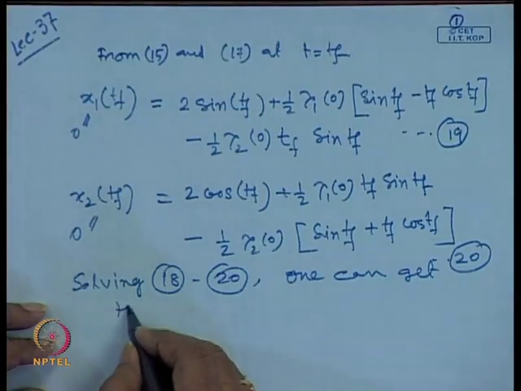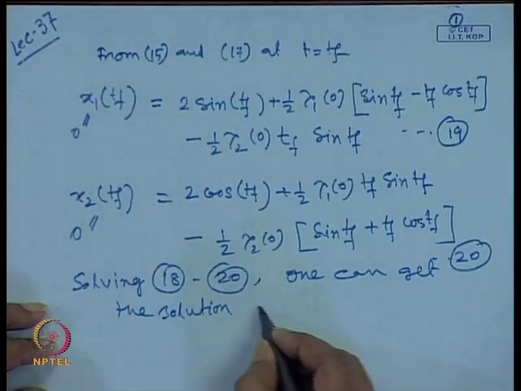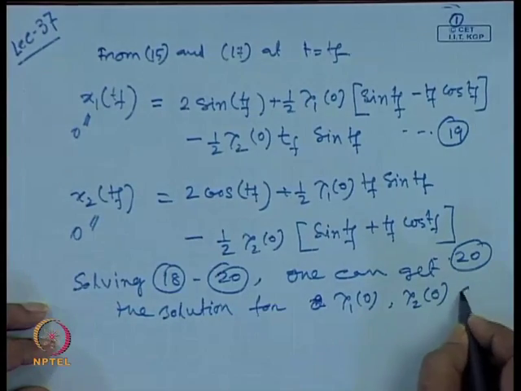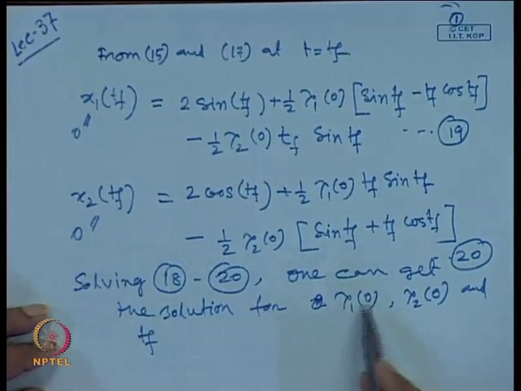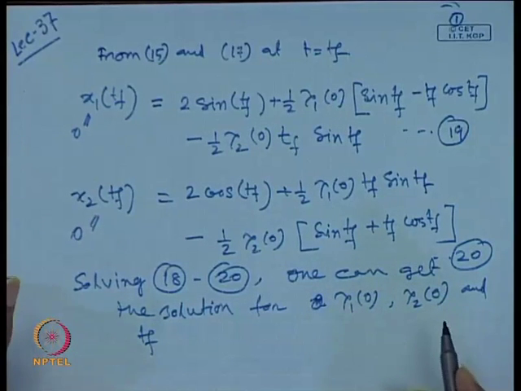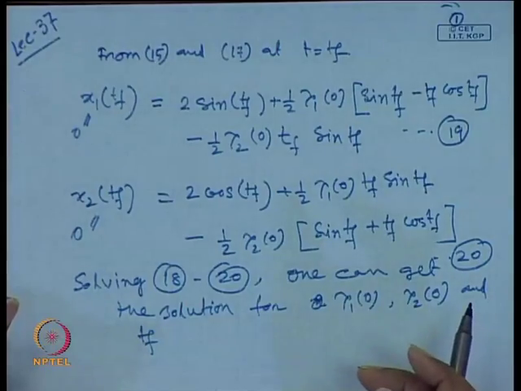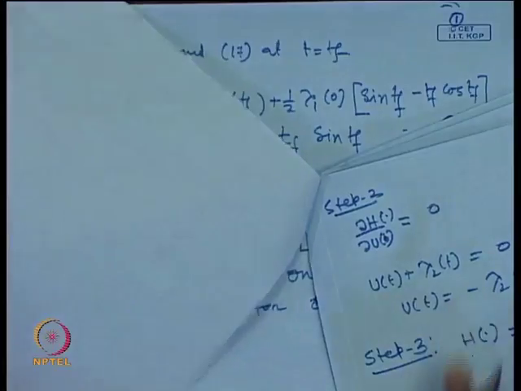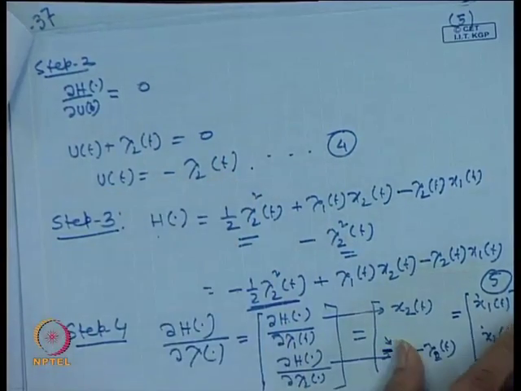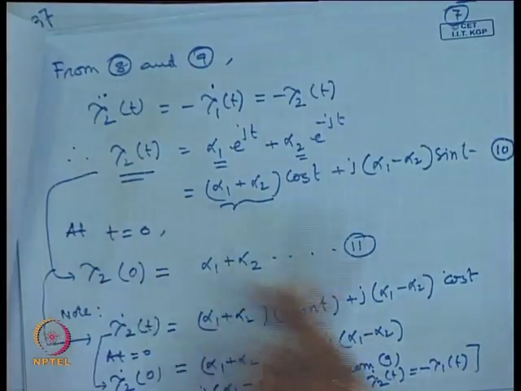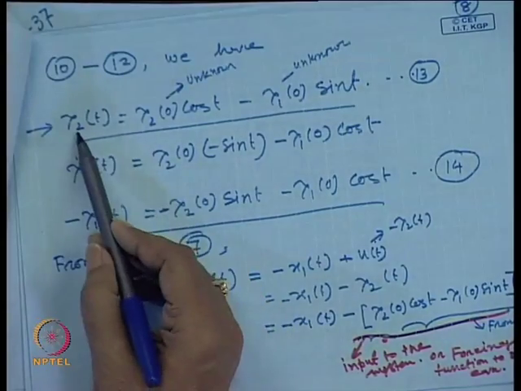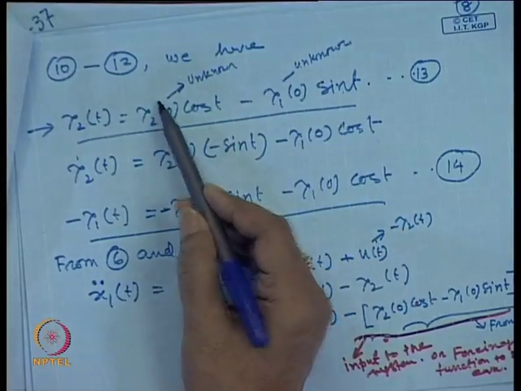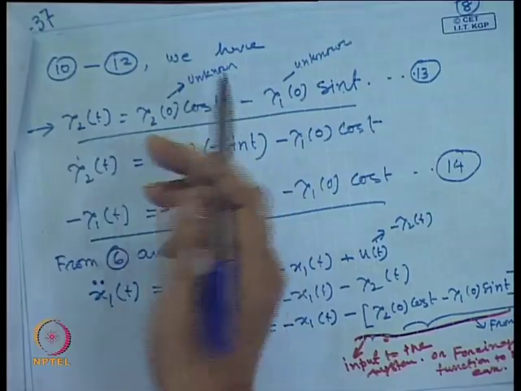One can get the solution for lambda 1 of 0, lambda 2 of 0 and t f. Once you know lambda 1 of 0 and lambda 2 of 0, then our problem is solved, because we can find out our control law. If you see, our control law u of t is nothing but minus lambda 2 of t. You see the expression for lambda 2 of t here, lambda 2 of t is lambda 2 of 0 cos t minus lambda 1 of 0 sin t. So, these values are now known. So, lambda 2 of t we know, in turn u of t we know.